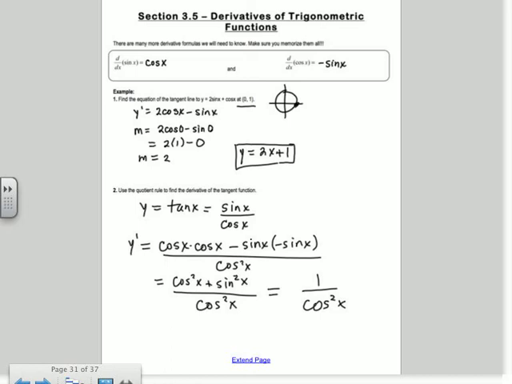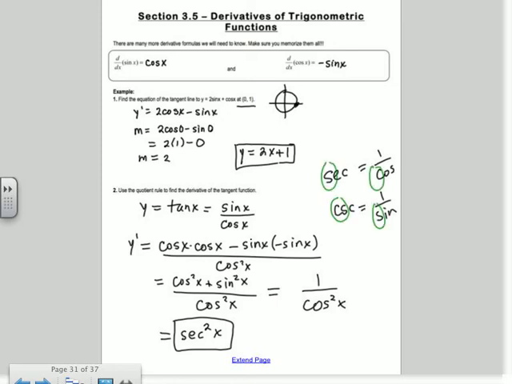Well, what is 1 over cosine? Secant. So this is secant squared x. I always remember the c's and s's go together. So cosine is the reciprocal of secant. Cosecant is the reciprocal of sine. The c's and s's go together. Secant is 1 over cosine. Cosecant is 1 over sine. Now don't get them confused with cosine and sine. As long as you know that cosine and sine are not reciprocals of each other, you're good.